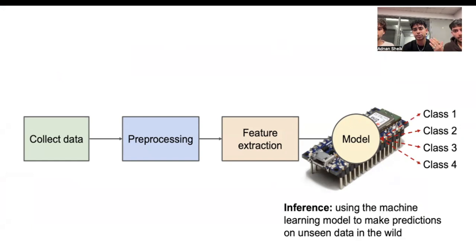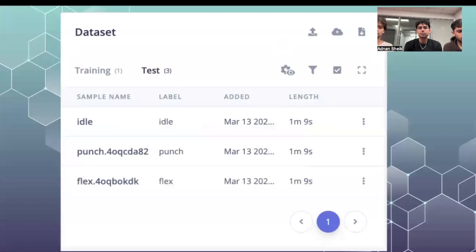So we collected this data using Edge Impulse, pre-processed that data in the same software, and then we chose important features. And based off those features, we trained a neural network model that classified between those actions.